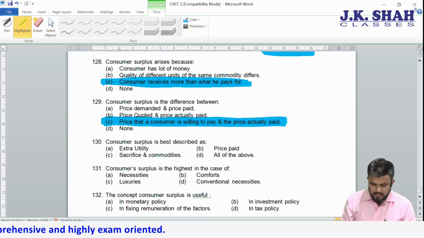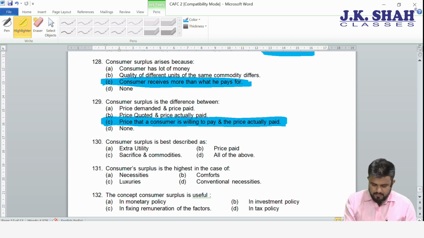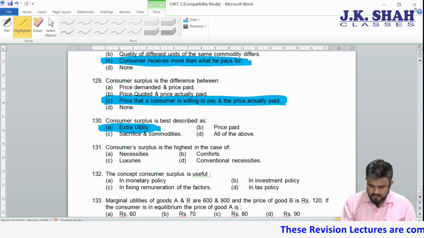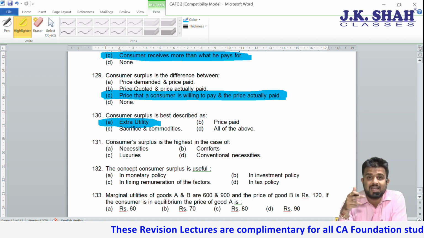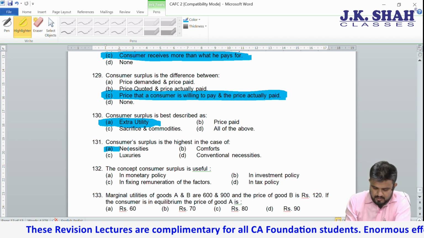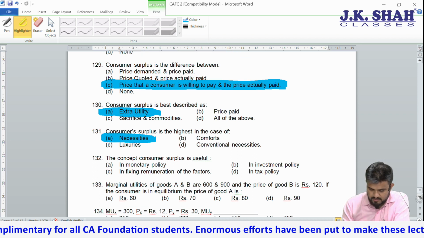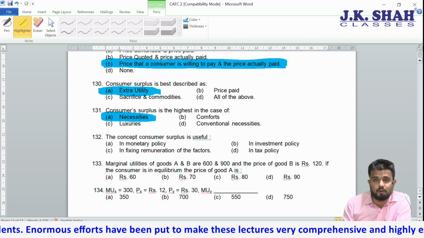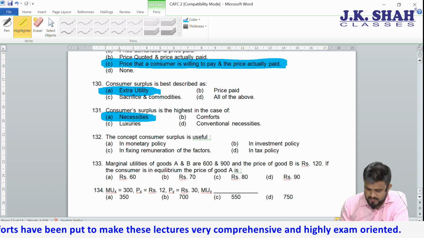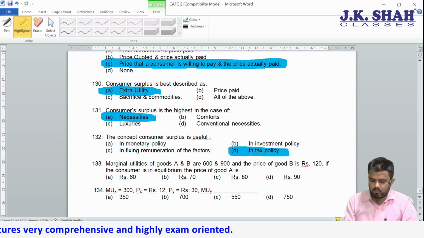130. Consumer surplus is best described as, in that thing we had discussed, known as extra utility. Very simple. Consumer surplus is highest in case of, now tell me it is highest in case of necessaries. Don't take conventional necessaries. Necessaries is correct. The concept consumer surplus is useful for which policy? Tax policy. Is it in the option? Yes. Option D. For 132 it is D.